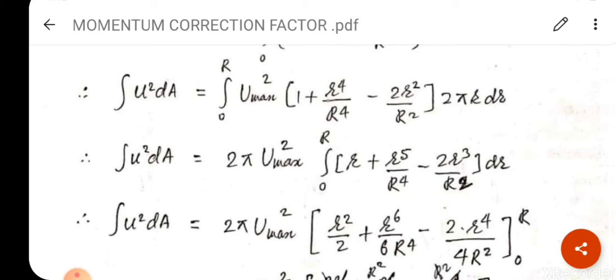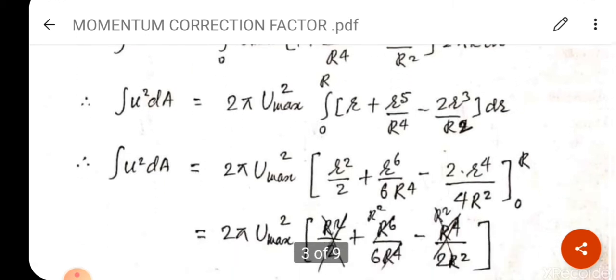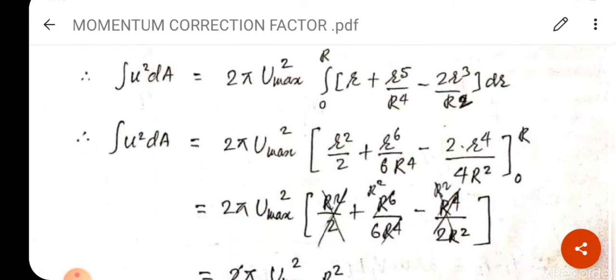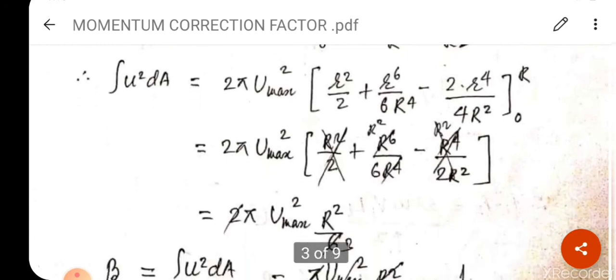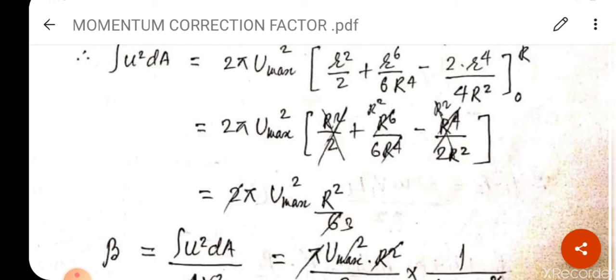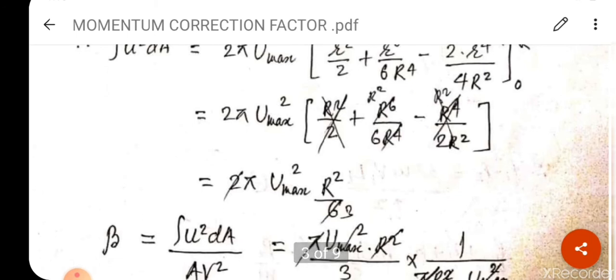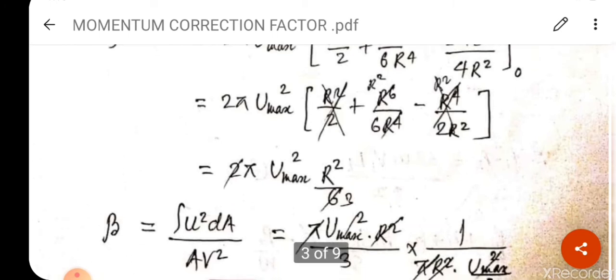Clear. u max square is equal to u max square into 2 pi r dr. Next line, see the next equation, multiplying by r. Clear. And 2 pi we will take on the left side, taking common 2 pi and multiplying by r the whole term, I will get r plus r raised to 5 and so on. So after solving and putting the limit, that is 0 to capital R, we will get the answer as integral of u square dA as pi u max square into r square upon 3.